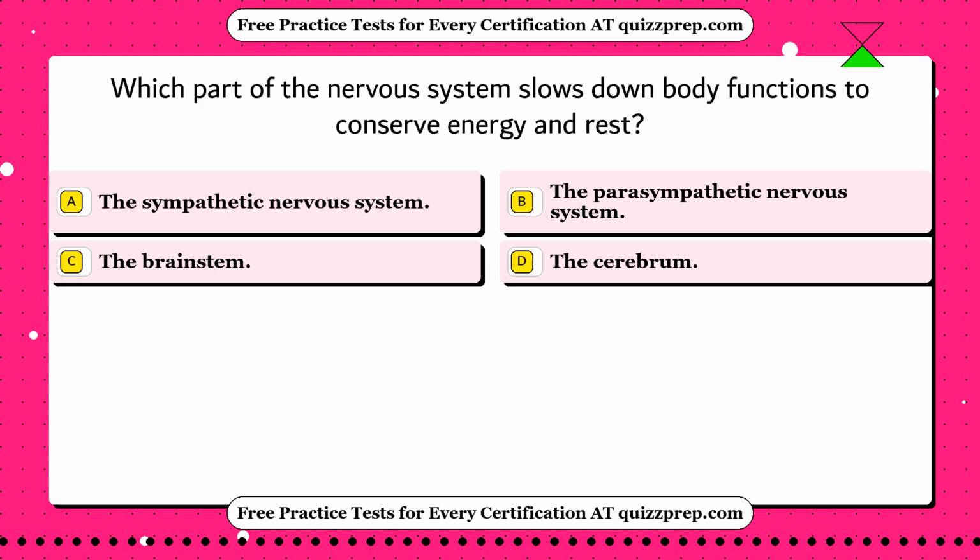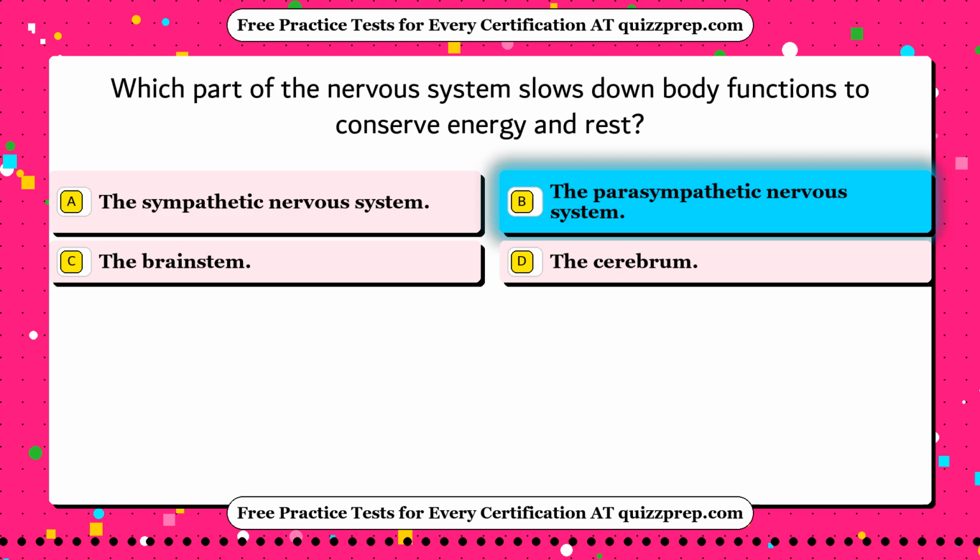Question 14. Which part of the nervous system slows down body functions to conserve energy and rest? Option A, the sympathetic nervous system. Option B, the parasympathetic nervous system. Option C, the brainstem. Option D, the cerebrum.